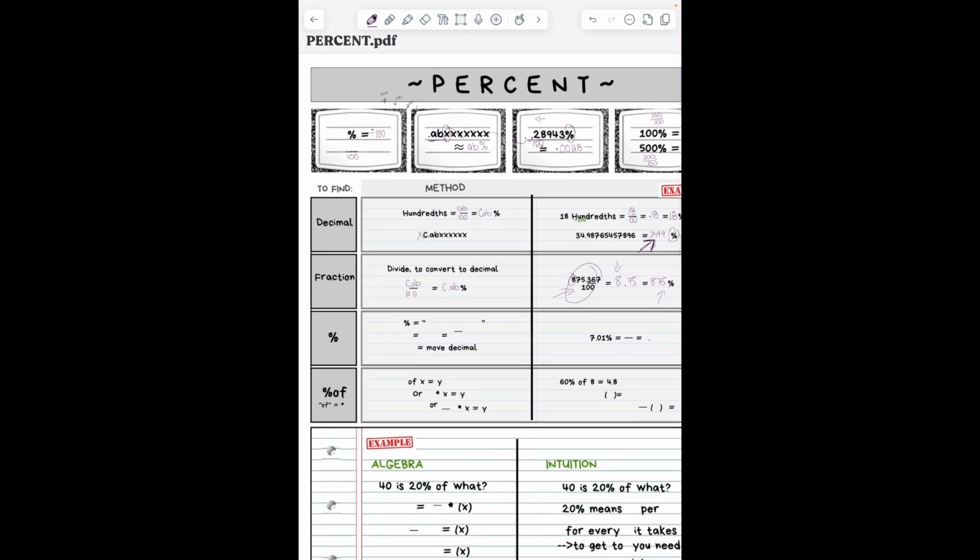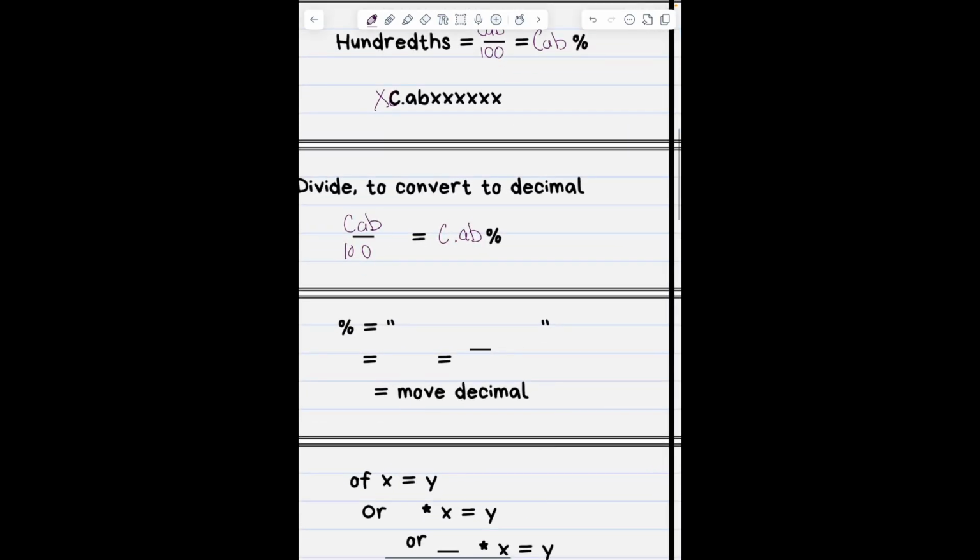So percent means what? Divided by 100. Percent means divided by 100, or move the decimal this way, 2 places for the 2 zeros. So we start here and we move it over.